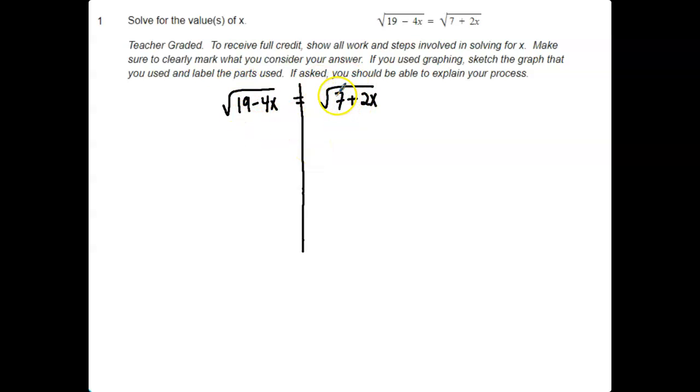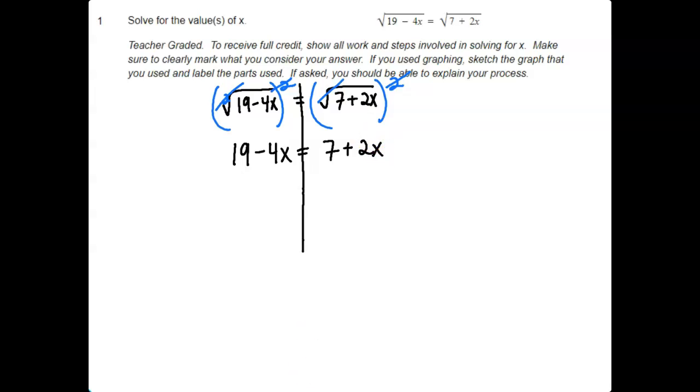So radicals are isolated, so then it's time for us to undo. These radicals are square roots because there's no index written, so we can assume it's a 2. So again, we're going to square both sides. When the exponent and the index match, they are inverses of each other. So that means we're going to be left with 19 minus 4x is equal to 7 plus 2x.